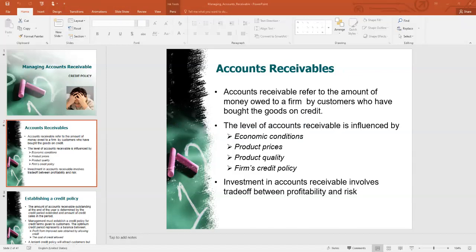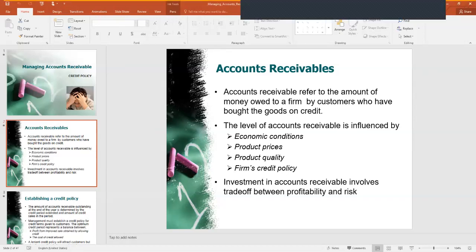If the financing cost is high, then you would want to ensure that you have a lower investment towards accounts receivable. If the financing cost is manageable, not that huge, then you may opt to extend even more sales to customers on credit.